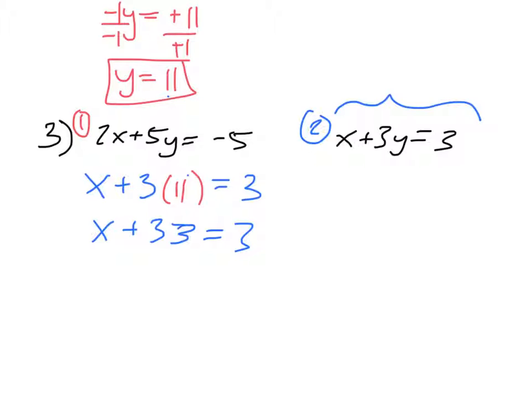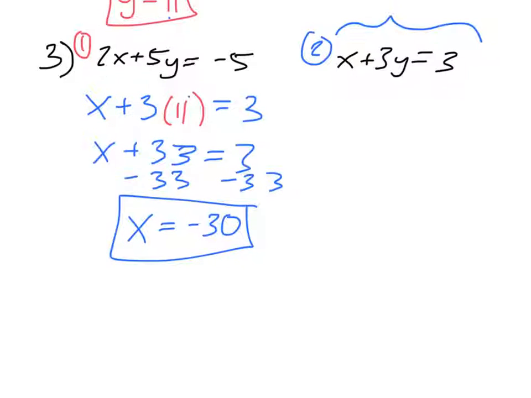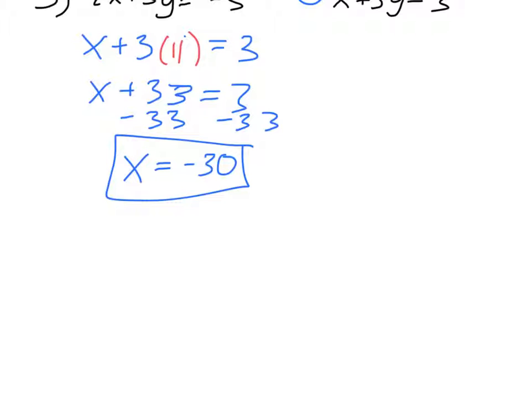Now what do we need to do? Subtract 33 from both sides. We get x equals negative 30. So now we have our two solutions. We have x equals negative 30. Remember, it's alphabetical, so it's x comma y. And y equals 11. And that's it.